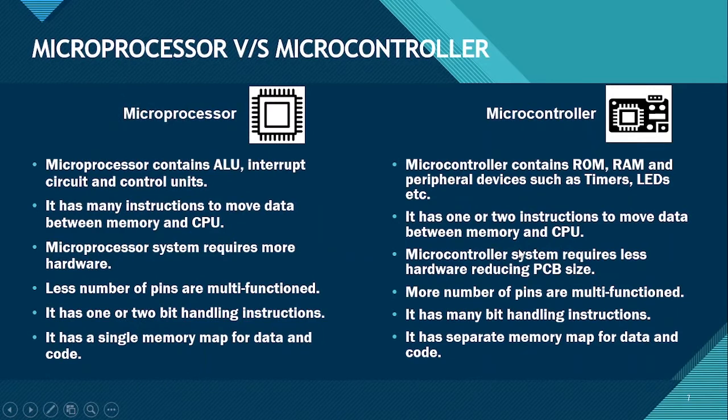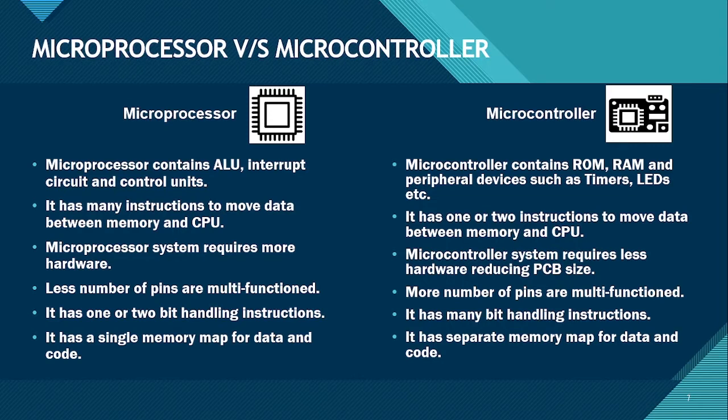Let's have a look at the difference between a microprocessor and a microcontroller. A microprocessor does not have any on-chip peripherals or external devices like, let's say, a timer or a RAM or external memory, etc. A microprocessor contains an arithmetic logic unit, interrupt circuit and control units, while a microcontroller contains all these on-chip peripherals that I just spoke about. It has timers, it has LEDs, it has capture compare modules, and so on and so forth.